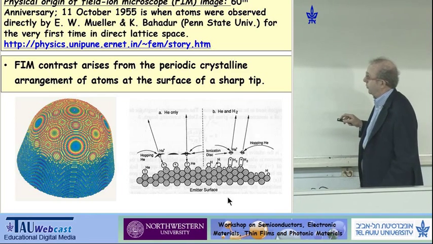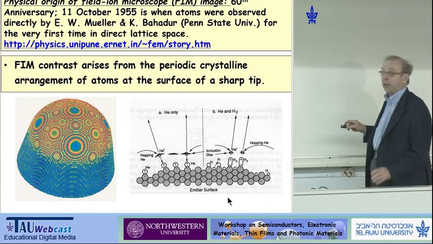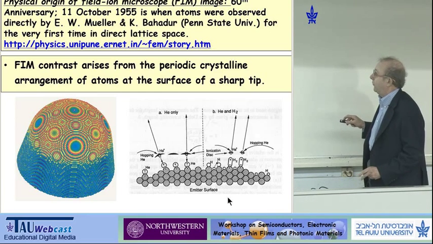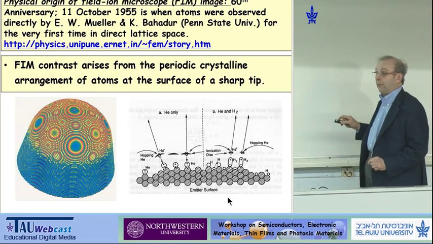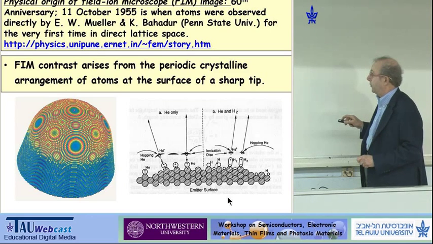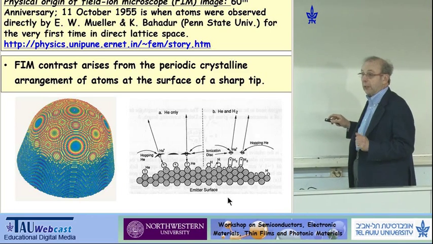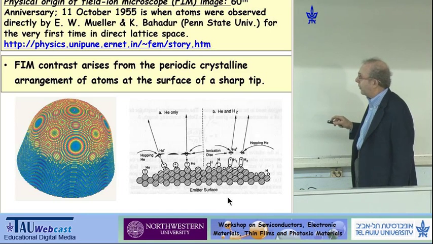Well, the original instrument was not UHV. And these helium atoms are polarized in the high electric fields. For tungsten, which has a very high evaporation field, I'll explain that term to you in a minute, you need a field of about 4.5 volts per angstrom to ionize a helium atom.